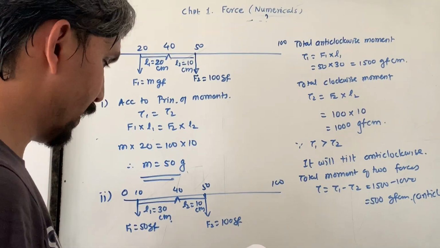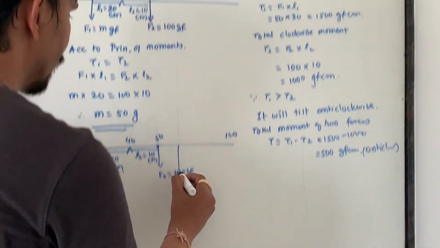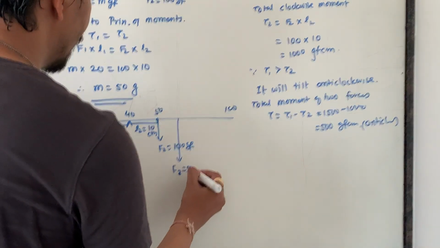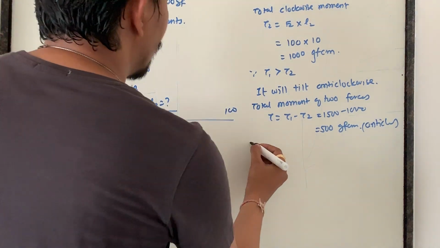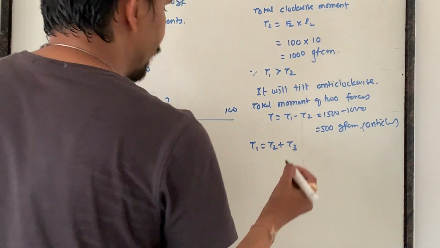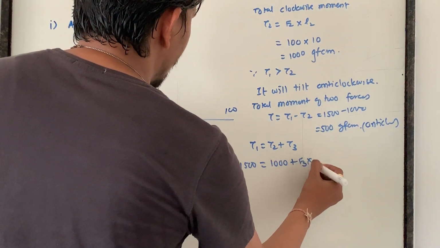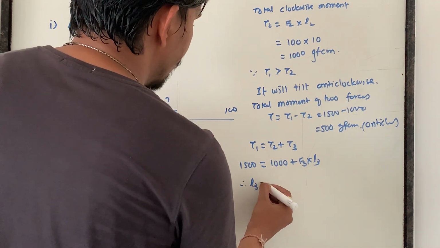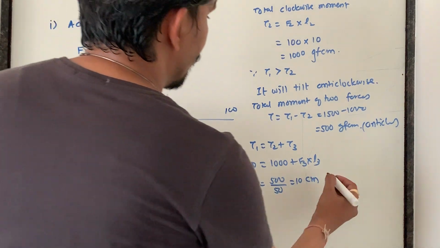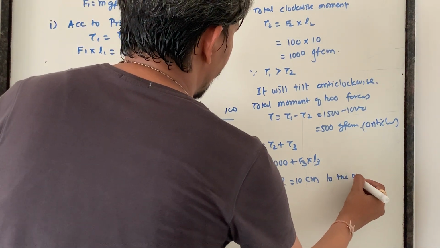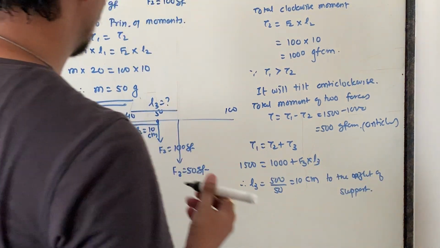Now what is the next part? How can we balance it by another mass of 50 gram? So when I use another mass, your F3 will be 50 gf attached over here. L3 is a question mark. So your torque 1 is equal to torque 2 plus torque 3. This is torque 1 is 1500. This is 1000 plus F3 into L3. So your L3 is equal to 500 upon 50, which is 10 centimeter, right? To the right of support. It's right of support, right?